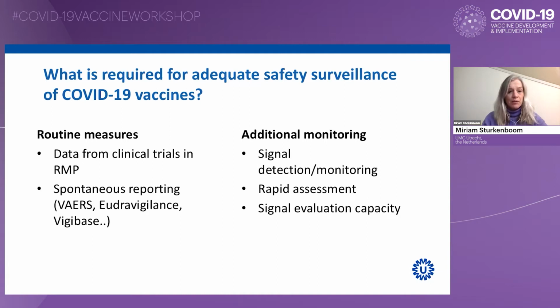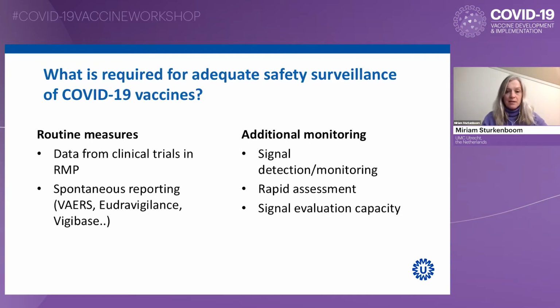But then we have an important routine measure, which is spontaneous reporting. And this is done through spontaneous reporting databases, which exist in the US, such as the VAERS database, in Europe, the Eudravigilance database, and then there's also a global database, VigiBase, that is actually a WHO-led initiative.